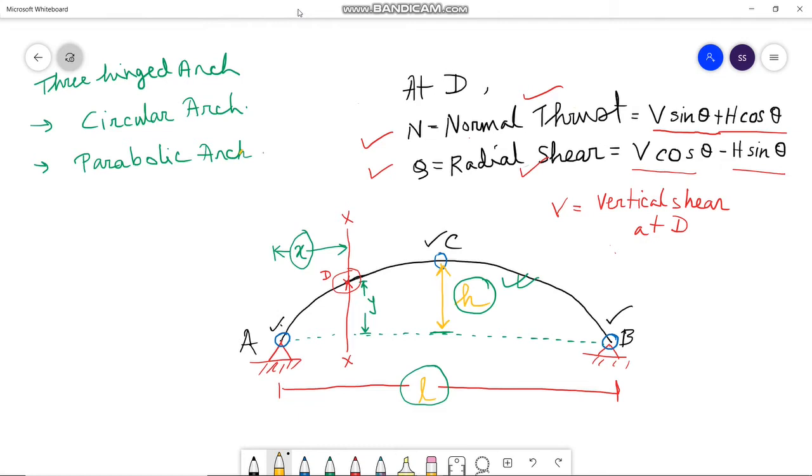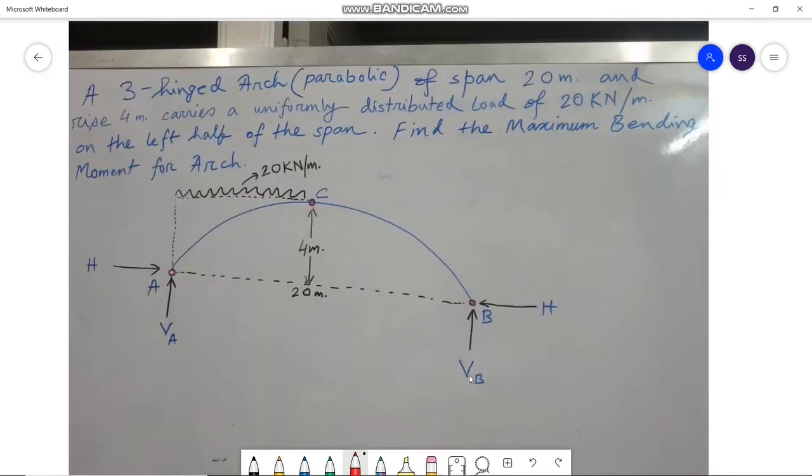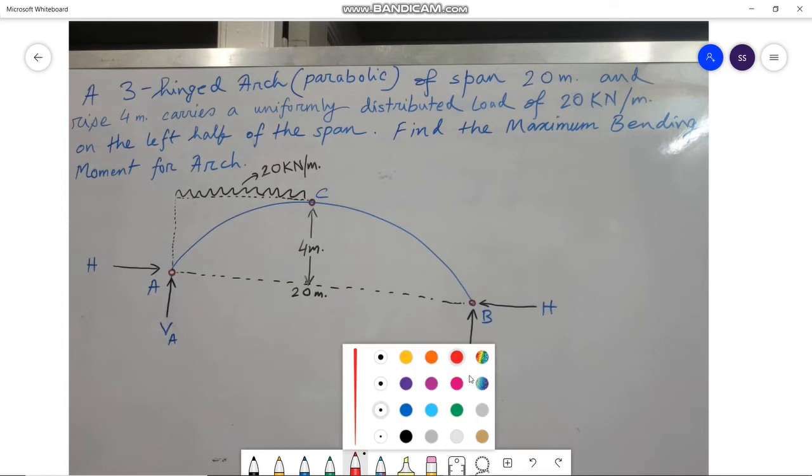And theta means this angle. So theta is the slope at point D. So let us take a problem on a 3-hinge parabolic arch. The problem is this one.